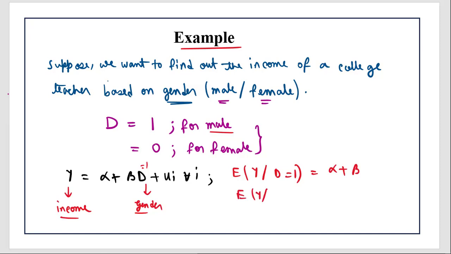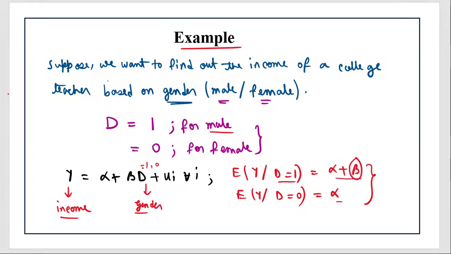And what about y given d equals 0? If you put d equal to 0, then it will be simply alpha. I hope up till this much is absolutely fine. The expected value of income when the person is male will be alpha plus beta, and the expected value of income when the person is female will be simply alpha. Now, how will you compare the expected levels of income? How will you compare everything?